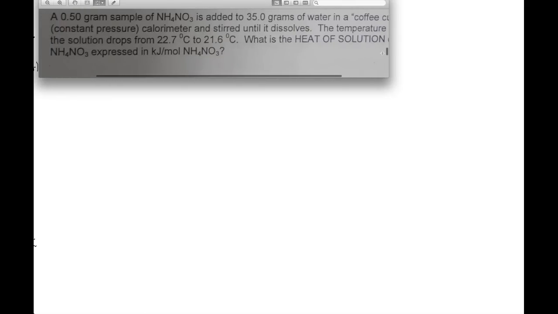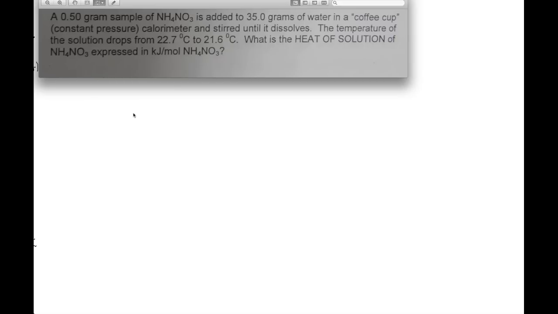A 0.50-gram sample of NH4NO3 is added to 35 grams of water in a coffee cup constant pressure calorimeter and stirred until it dissolves. The temperature of the solution drops from 22.7 to 21.6. What is the heat of solution of NH4NO3 expressed in kilojoules per mole?